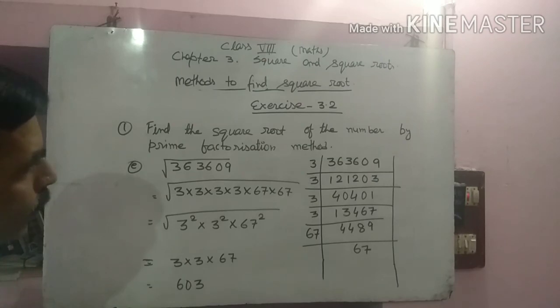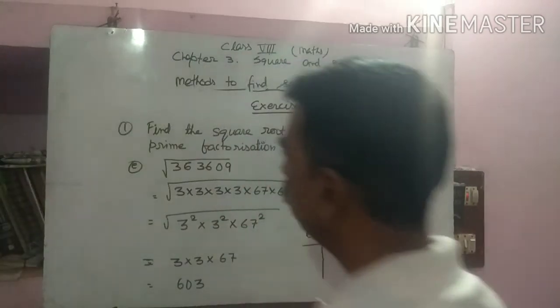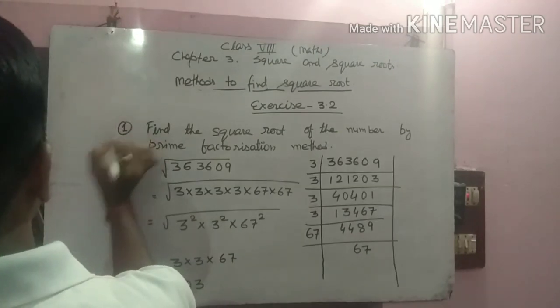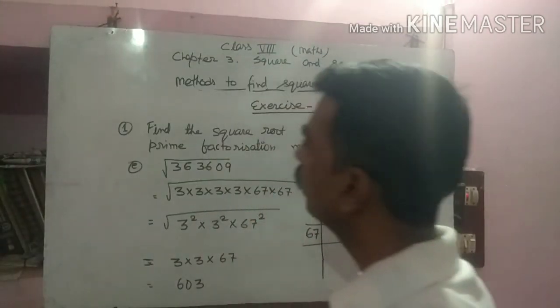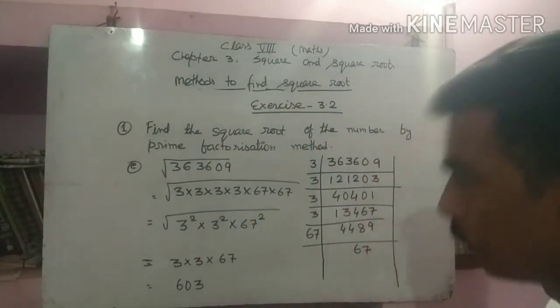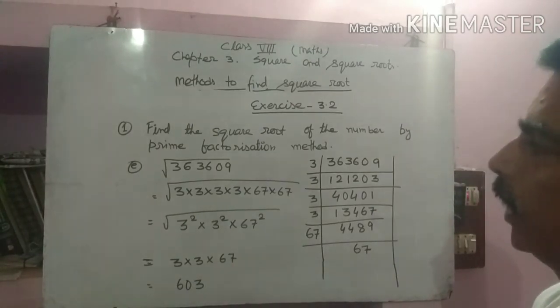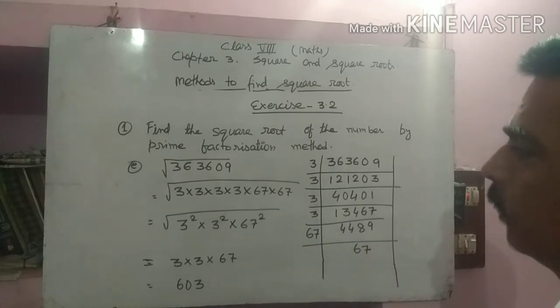So the perfect square root of that number is 603. Similarly, try to solve the other given questions in exercise 3.1, question number 1. As I just solved E, you solve A, B, C, D. Then F, G, H, whatever questions are given, try to solve them.